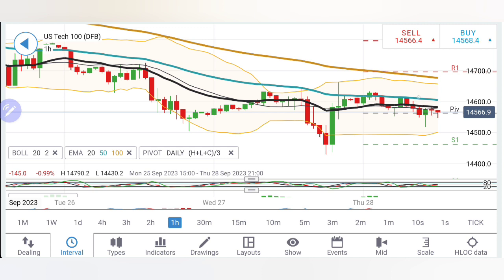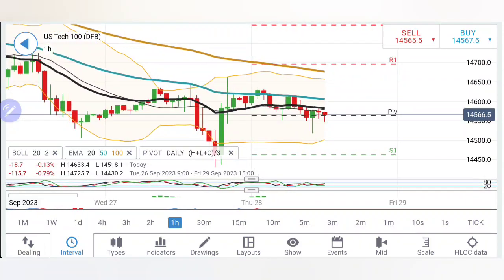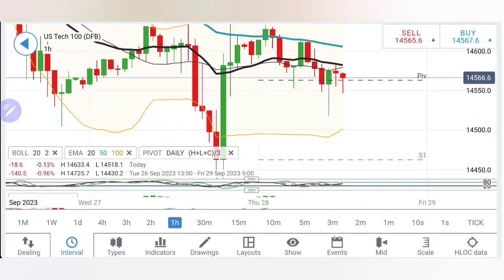Remember, today the Q2 GDP data coming in from the US will definitely bring a little volatility here, and hence you should trade with caution here. Now first let's have a look at the early chart.